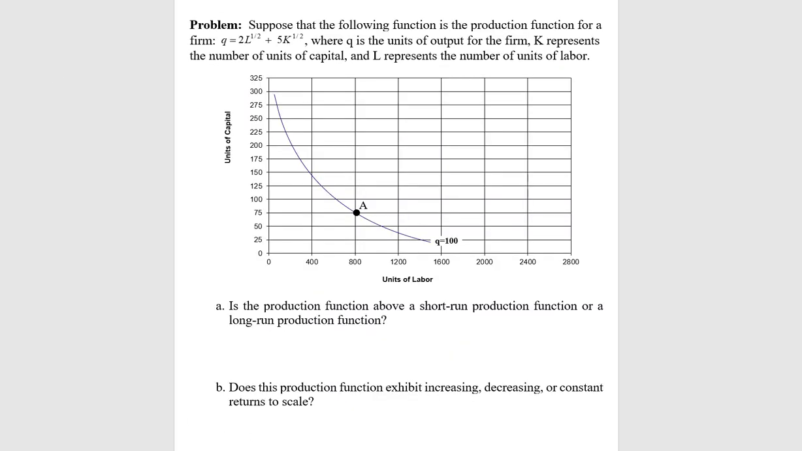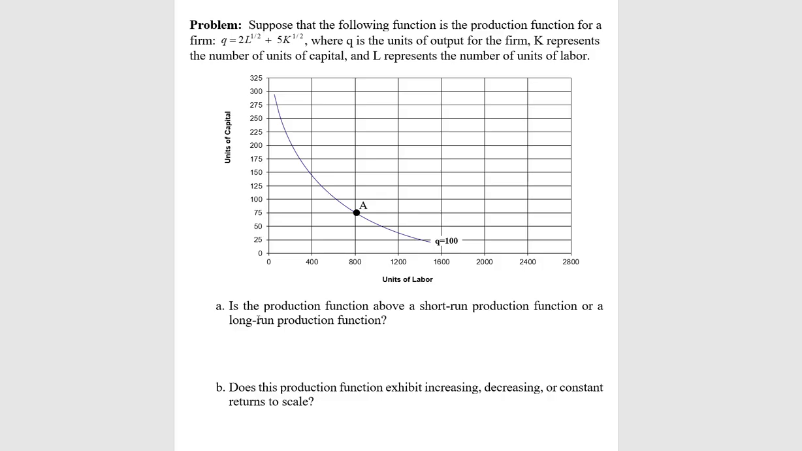Now let's look at a sample problem. Suppose that the following function is a production function for a firm. Q equals 2 times L to the 1/2 power plus 5 times K to the 1/2 power, where Q is the number of units of output for the firm, K represents the number of units of capital, and L represents the number of units of labor. I've graphed an approximation of the first isoquant here, where the quantity equals 100, and this point, 800 units of labor and 75 units of capital, is on that isoquant.